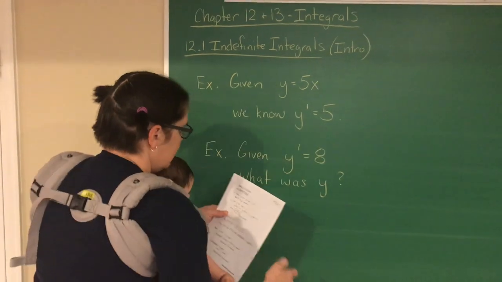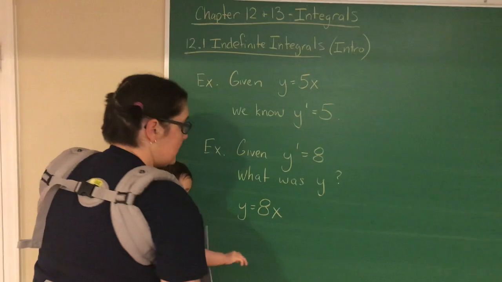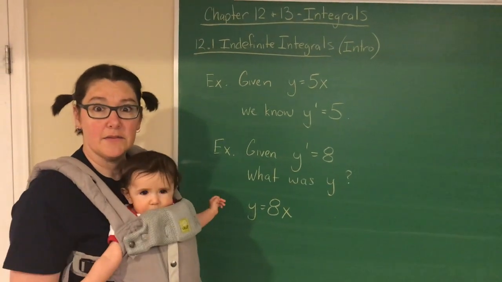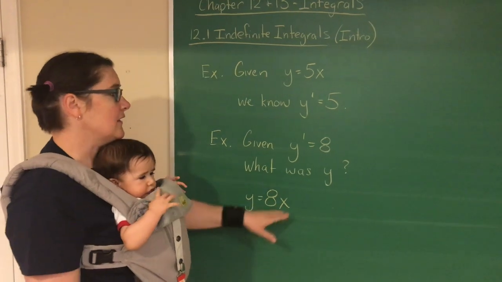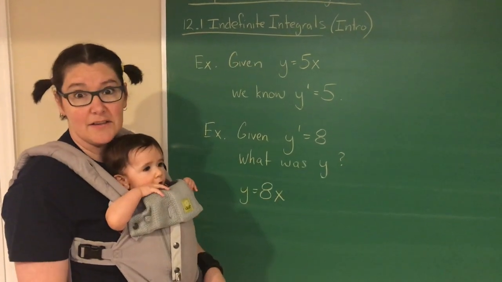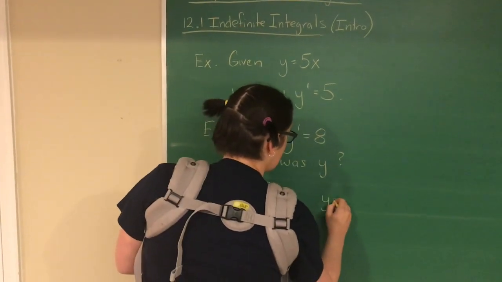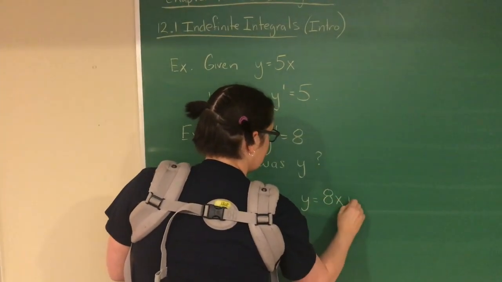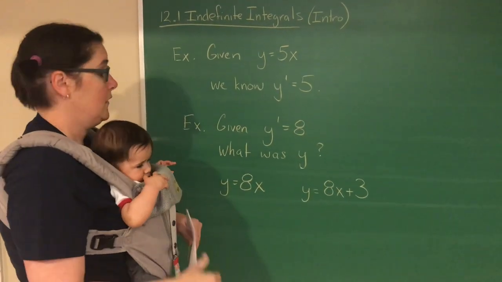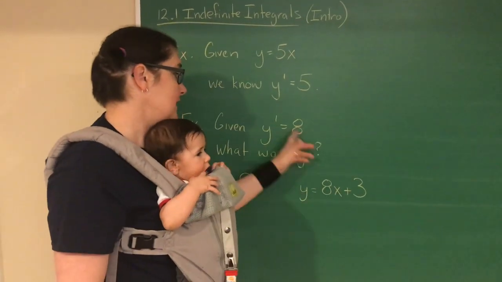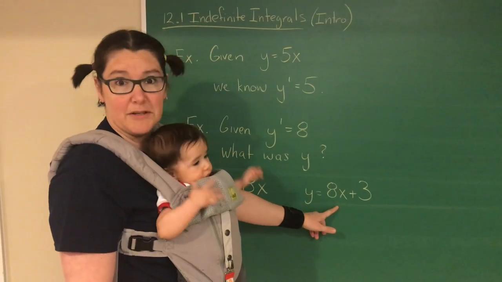Okay, now, many of you might have said, well, the original function is y equals 8x. And that is absolutely true. That when you take the derivative of 8x, you get 8. And that's awesome. What about y equals 8x plus 3? Well, the derivative of 8x is 8, and the derivative of 3 is 0, so the derivative of 8x plus 3 is also 8.